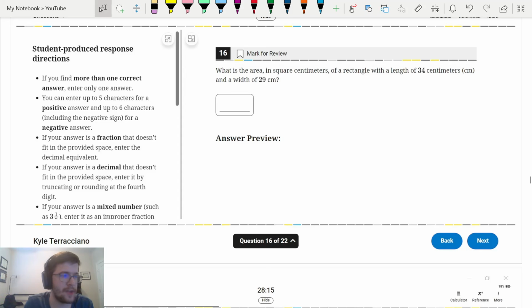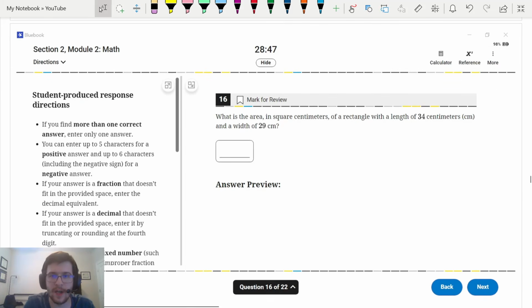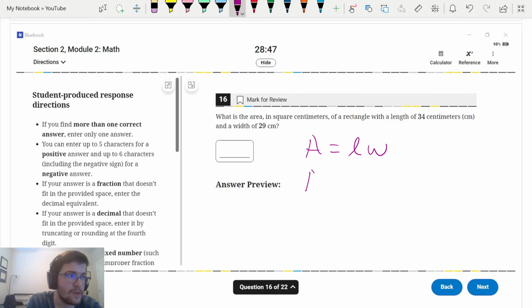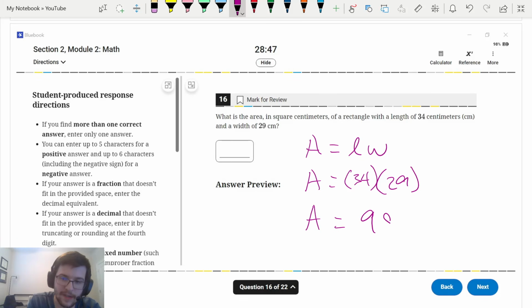Okay, for this one, if you remember, you click on reference up here to find the reference sheet. The area of a rectangle is length times width. So we're going to do 34, make sure the units are right, 34 times 29. And we get 986. Okay, that's it.